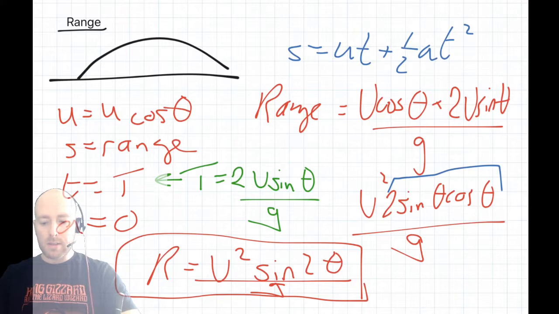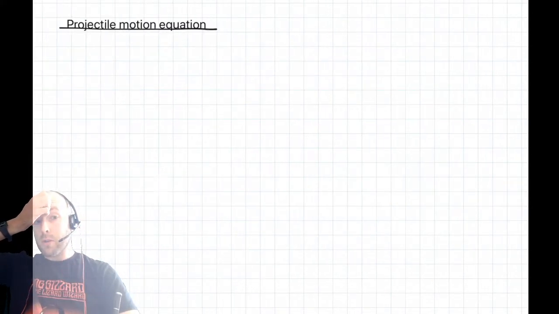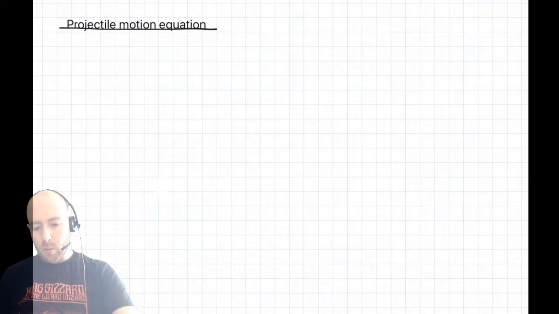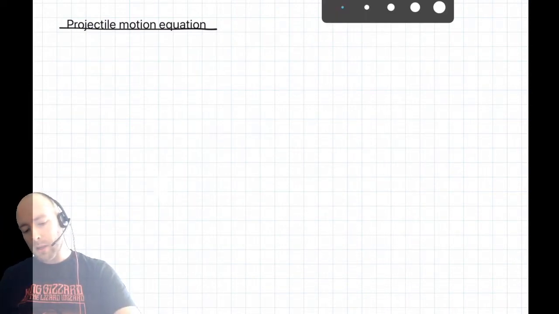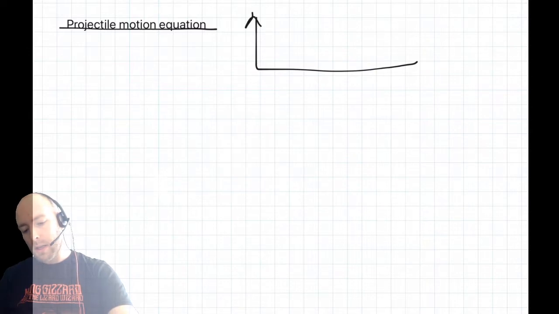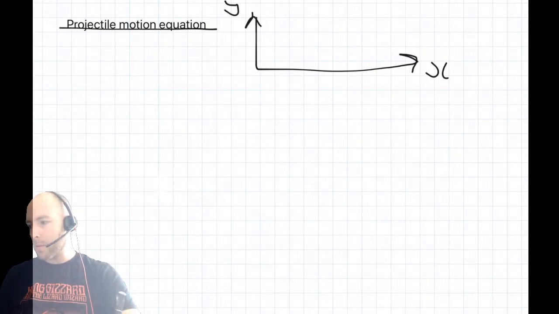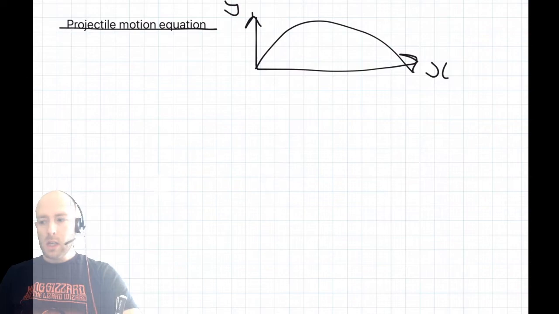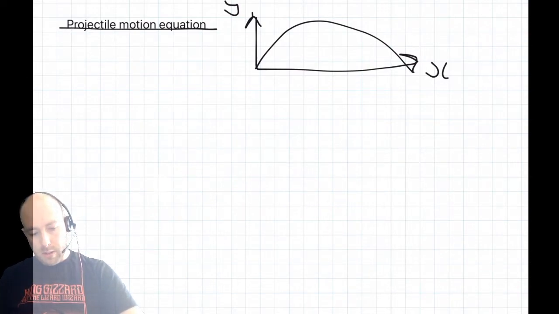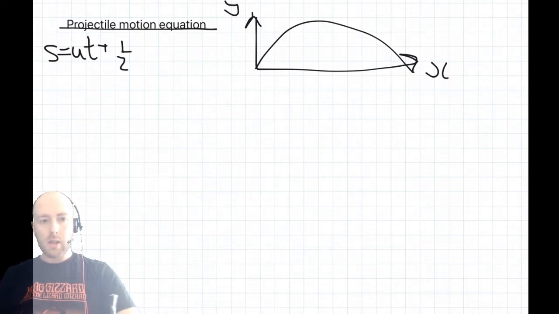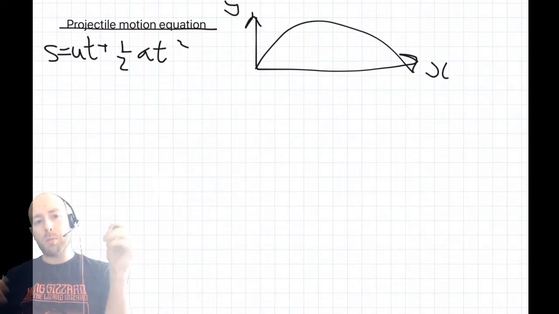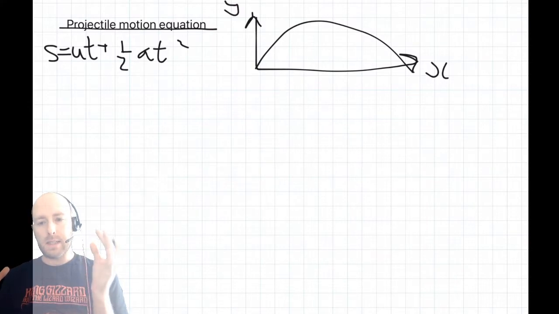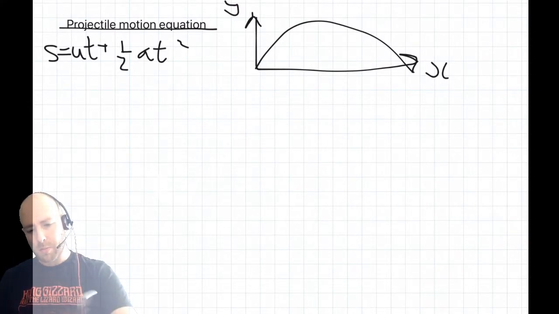Right. One last thing to derive, which is the projectile motion equation, which is a Cartesian equation linking y and x, which describes the parabola. So we want to use s equals ut plus half at squared for y and for x, and we want to put them together, eliminating t. So give that a go. I'll give some steps here.